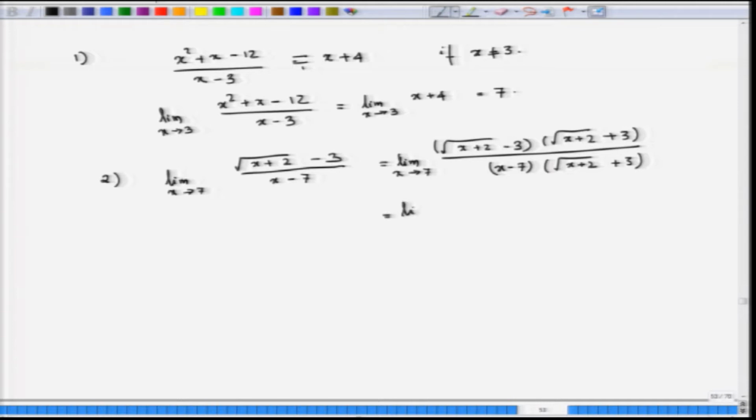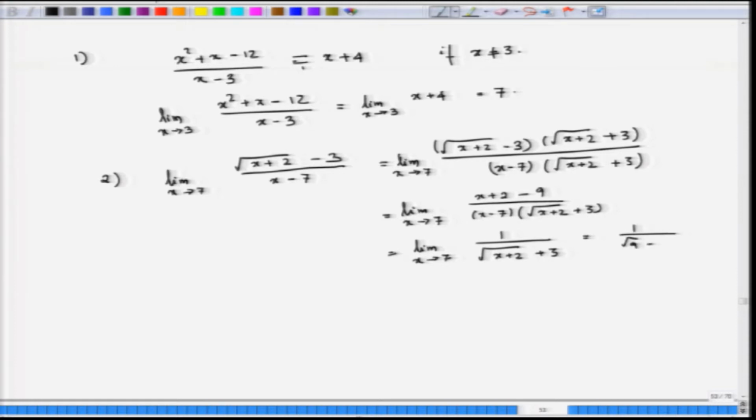Now, the numerator is in the form of (a minus b) into (a plus b). So, this is x plus 2 minus 3 square, which is 9. Now, here it is x minus 7 in the numerator, and x minus 7 is in the denominator. So, this is limit x goes to 7 of 1 over (square root of x plus 2 plus 3). Now there is no problem with 0 or anything. So, this is 1 over (square root of 9 plus 3), which is equal to 1 over 6.